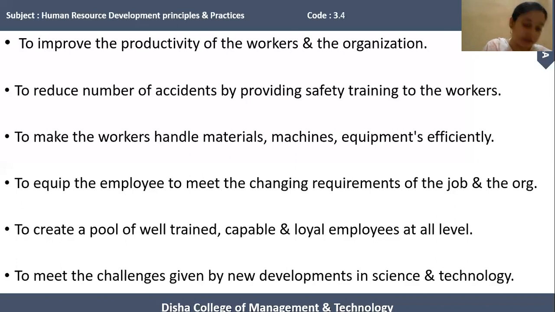The last objective of training is to meet the challenges given by new developments in science and technology. Nowadays technology changes in a continuous and rapid manner. So if a new or latest technology is found, then the organization has to implement it, so that the organization is able to meet the global challenges and global changes.